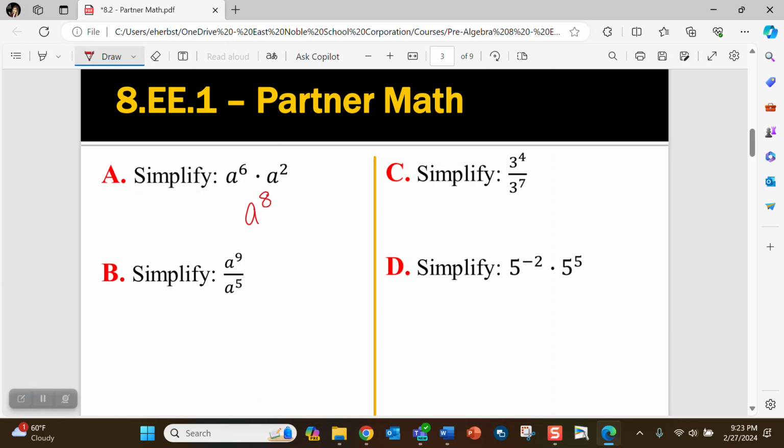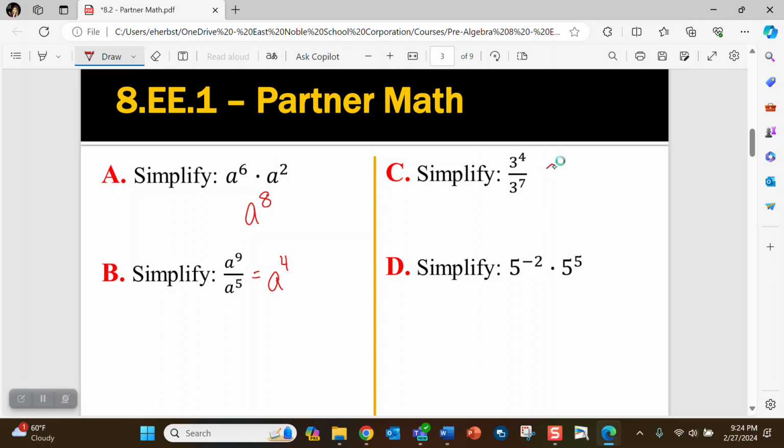In letter B, you're simplifying a to the 9th over a to the 5th. That's division of like bases, so we're going to subtract the exponents and we're going to get a to the 4th. Letter C, we're simplifying 3 to the 4th over 3 to the 7th. That's division, and we're going to subtract again. The 4 minus 7 is negative 3.